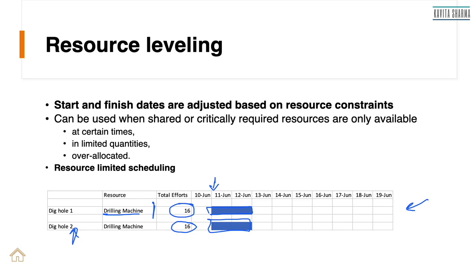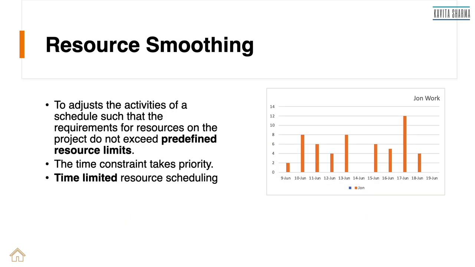Let's revisit. What is resource leveling? Start and finish dates are adjusted based on resource constraints. It can be used when shared or critically required resources are available only at a certain time or in limited quantities, or are over allocated. This is resource limited scheduling, as I have been saying. Let's move to the next one, resource smoothing.